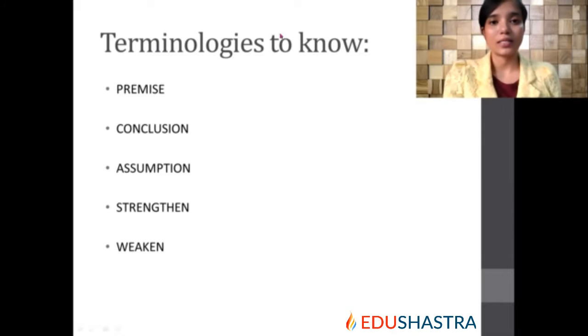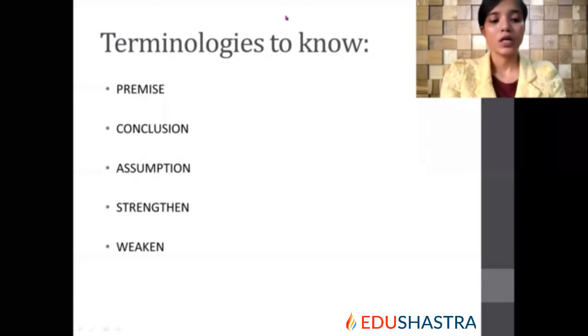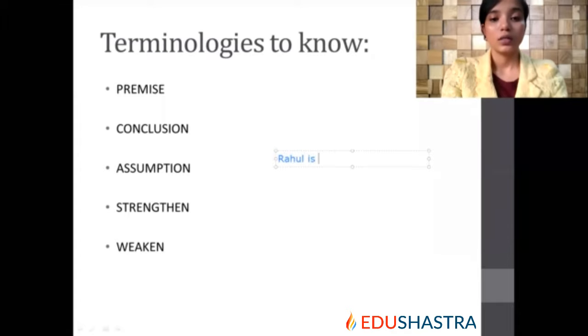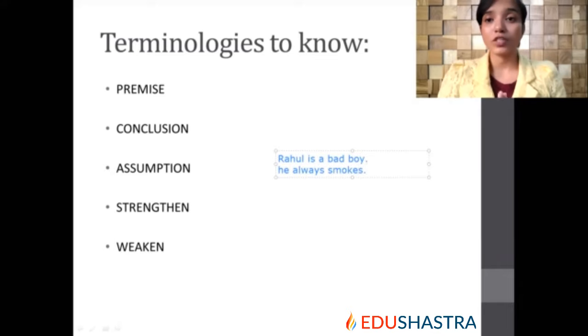Now let's see an example. I'll give you a simple example for this. Let's say Rahul is a bad boy, he always smokes. Okay, now this is my sentence. The given information is that he smokes, and the given conclusion is that he is a bad boy. The author already gave his or her judgment that Rahul is a bad boy.